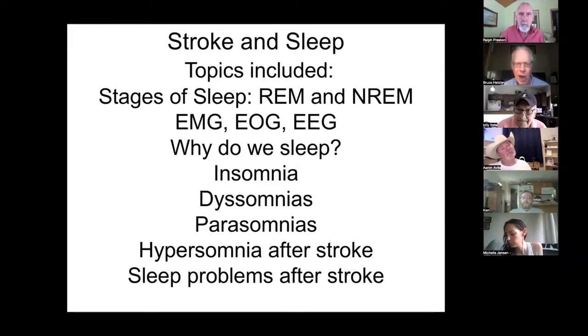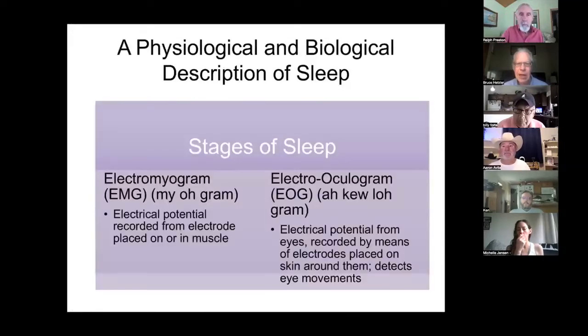Then we'll ask, why do we sleep? And then talk about types of insomnia. And then dysomnias, those are disorders, and parasomnias, those are disorders. Then we go to hypersomnia after stroke, that is excessive sleeping after stroke, and then other sleep problems after stroke.